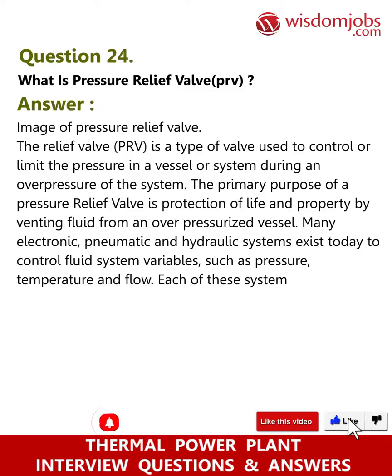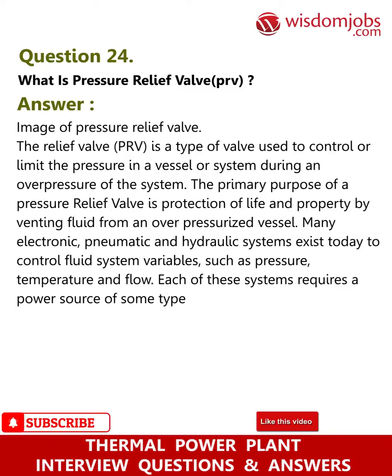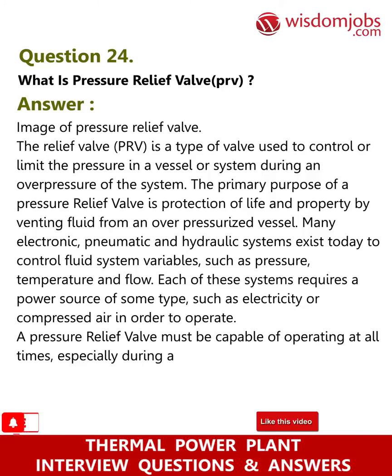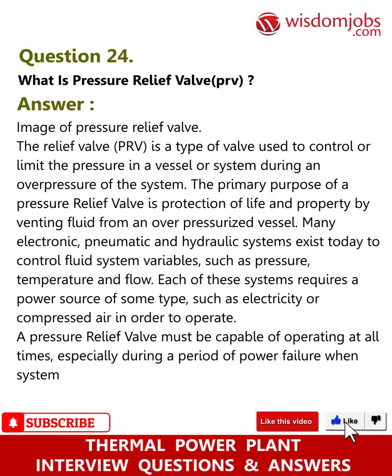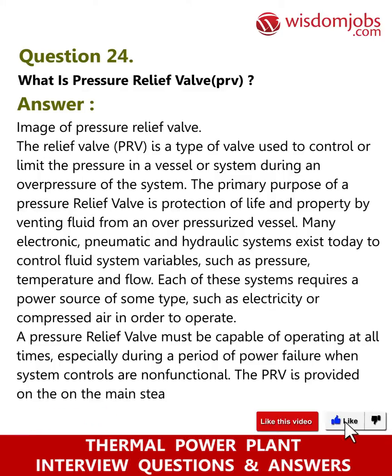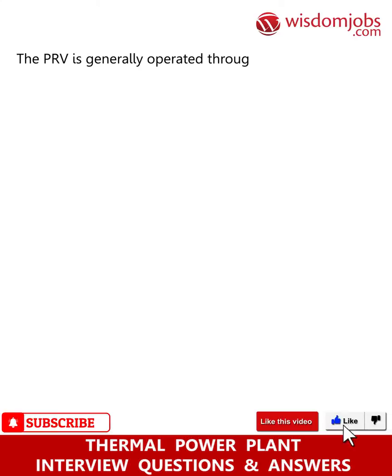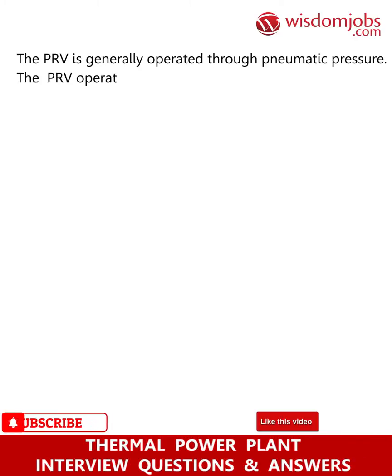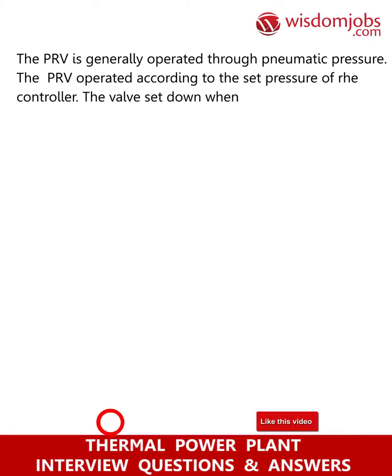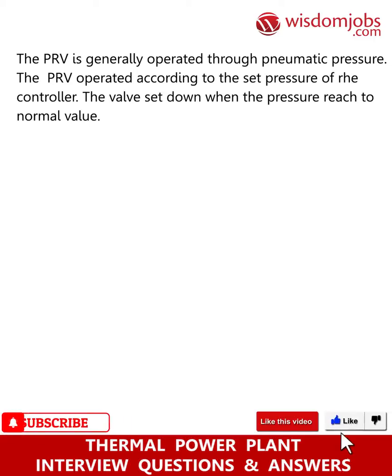Each of these systems requires a power source of some type, such as electricity or compressed air, in order to operate. A pressure relief valve must be capable of operating at all times, especially during a period of power failure when system controls are non-functional. The PRV is provided on the main steam line to control the line pressure. The PRV is generally operated through pneumatic pressure. The PRV operates according to the set pressure of the relay controller. The valve sets down when the pressure reaches a normal value.